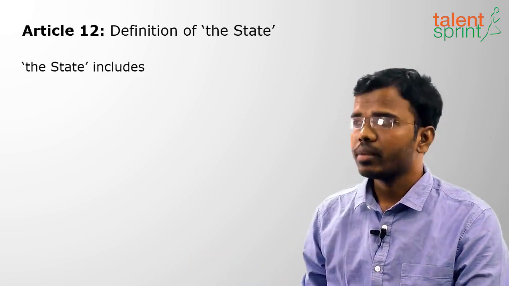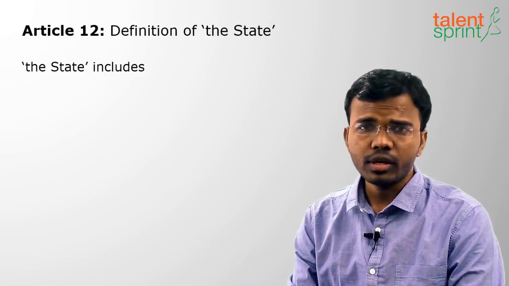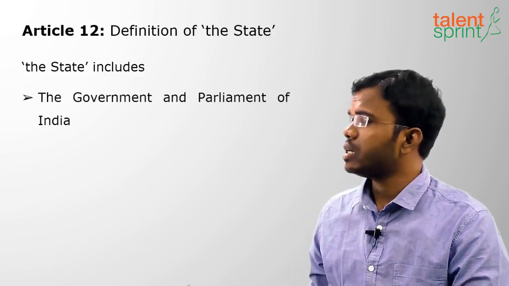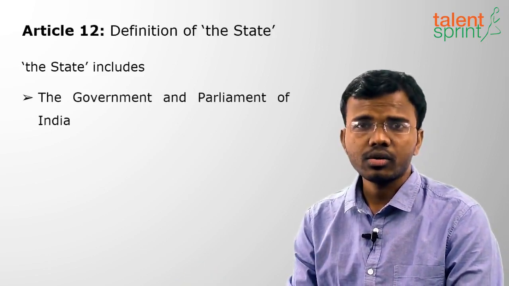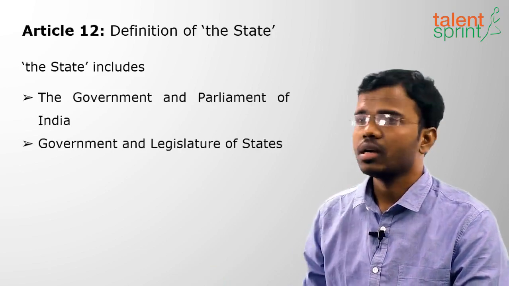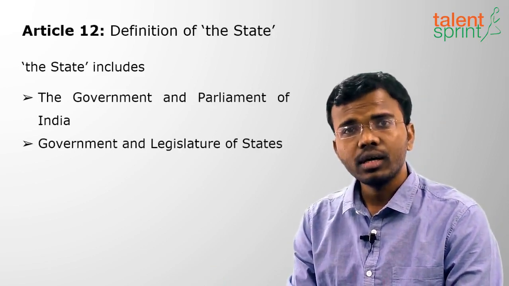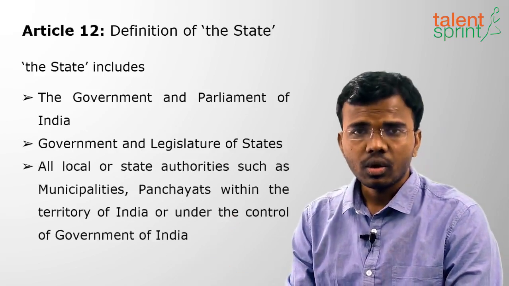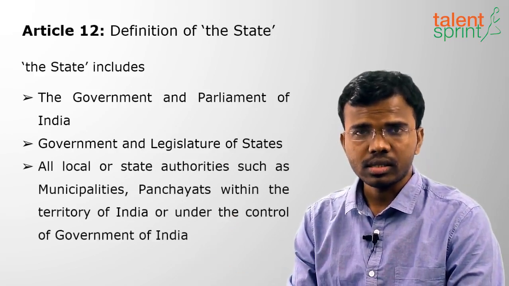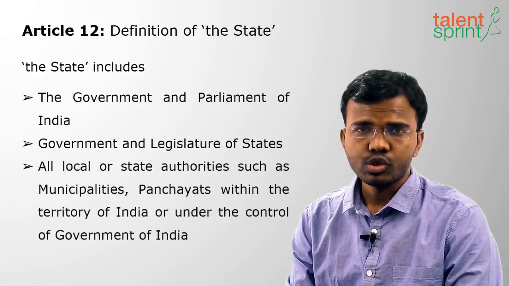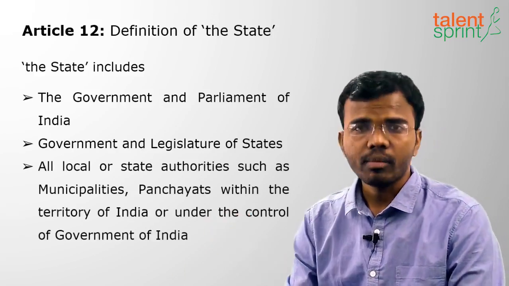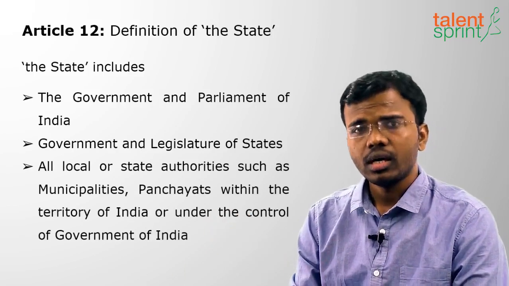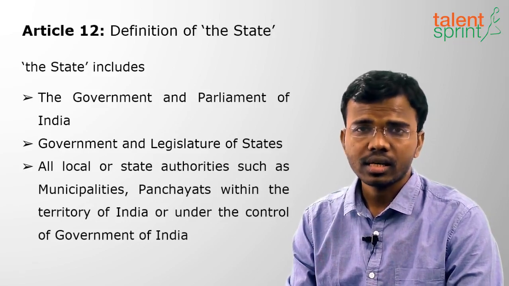So what is article number 12? It tells about the definition of state. So what does the state include? It includes the government of India and the governments of the states, and also the Parliament of India and the state legislatures. It also includes rural and urban local bodies, that is panchayats and municipalities, and government companies like ONGC, HPCL, where the government has a stake.